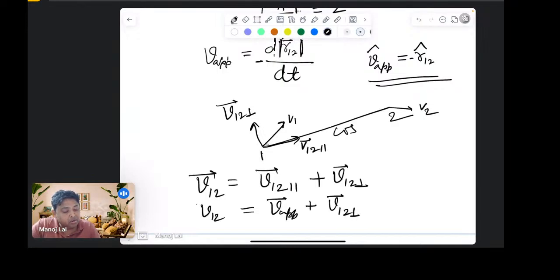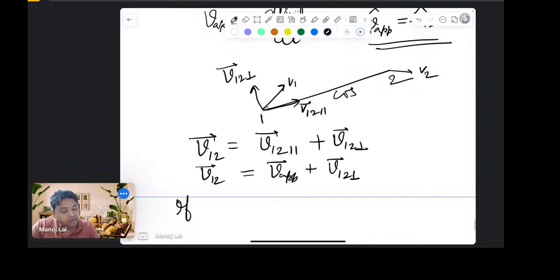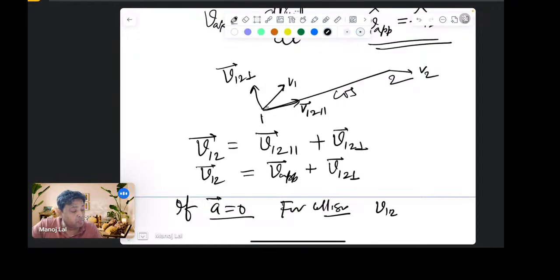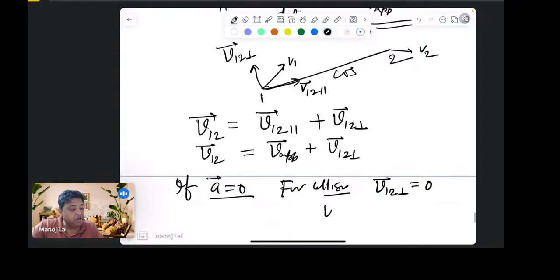So what I am telling you is that if acceleration is 0, then for collision V12 perpendicular must be 0. Yes or no? And V12 should be equal to V approach.